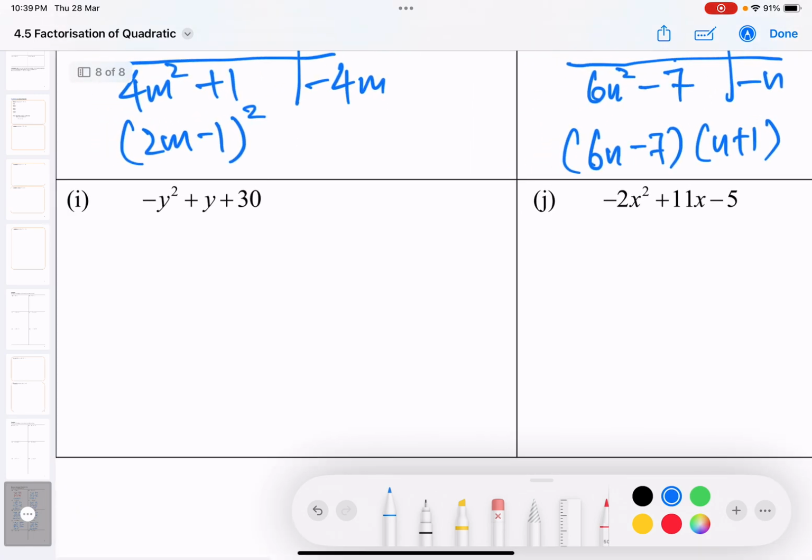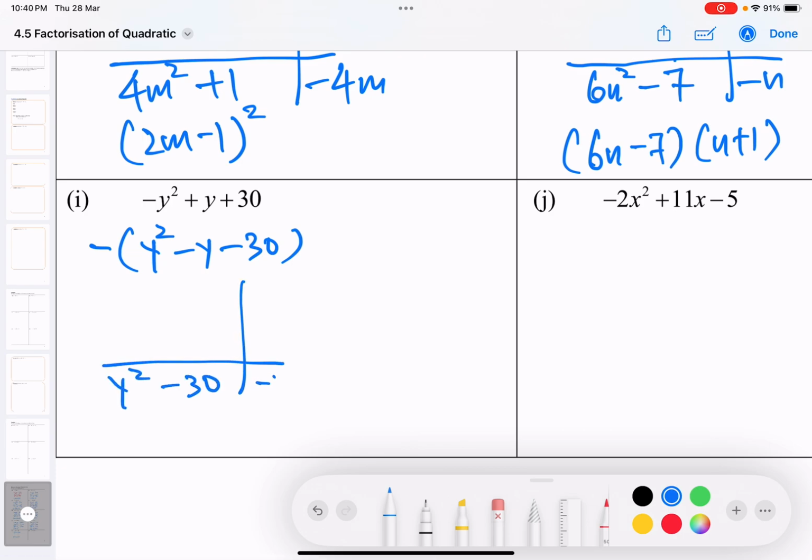The last two, because there is a negative sign over here, I factorize out the negative sign first. Y squared minus y minus 30. Alright, so all the signs will change. I focus on factorizing this now. Negative 30, minus y. So y and y. Okay, 30 is 5 times 6.